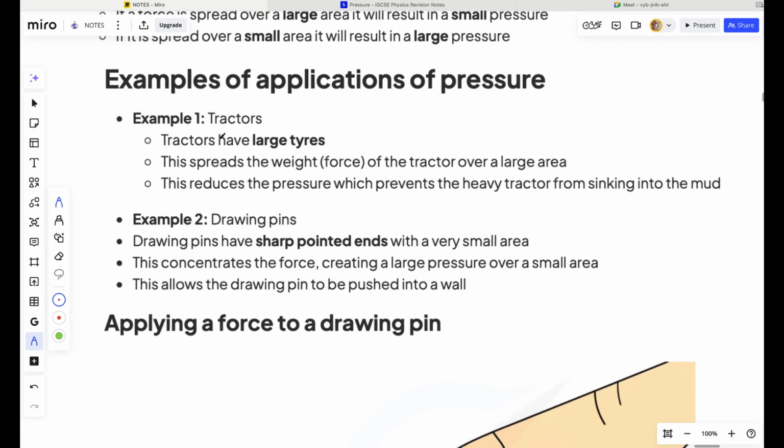The first one is a tractor. Tractors have very large tires. This spreads the weight or the force of the tractor over a large area, so the pressure they exert is reduced. This reduces the pressure, which prevents the heavy tractor from sinking into the mud. The larger the surface area in contact with the ground, the smaller the pressure. If the tire were a small tire, the large tractor would sink into the ground.